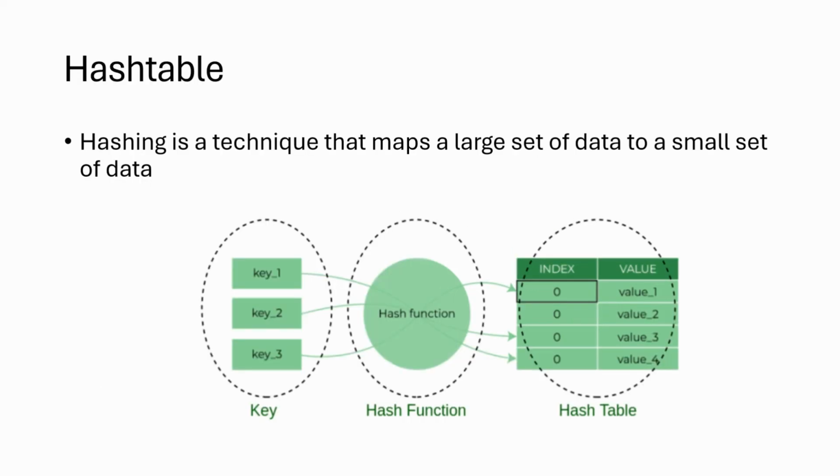Let's talk about this as well. So hash table. There's the word hash in there. What is hashing? Hashing is just a technique that maps a large set of data to a small set of data. Large, small. What does it mean? It does mapping from keys to values, similar to what you had before in the map.